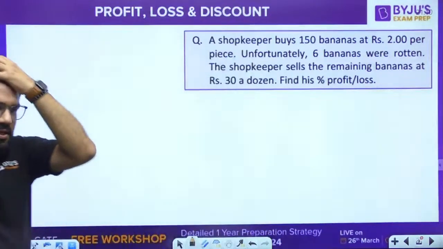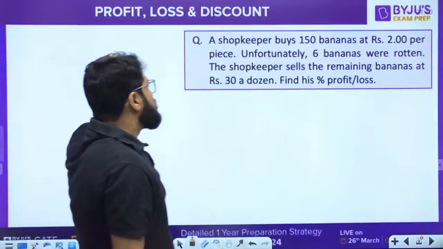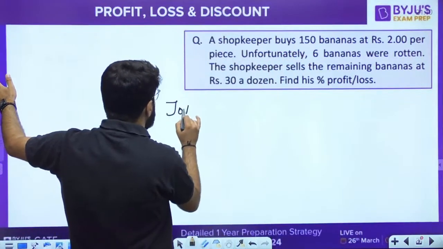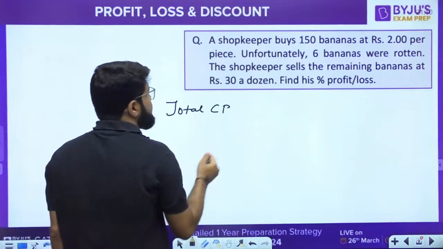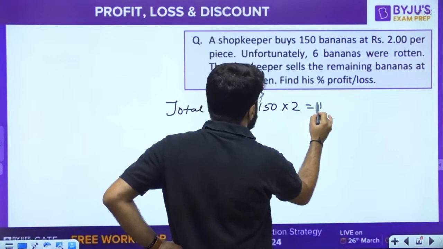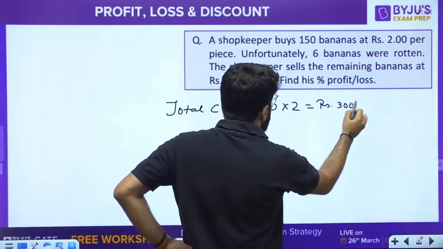Let's do it up quickly, guys. A shopkeeper buys 150 bananas at rupees 2 per piece. So, guys, what is the total cost price for the shopkeeper for 150 bananas? It is 150 into rupees 2 per piece, and that is rupees 300.